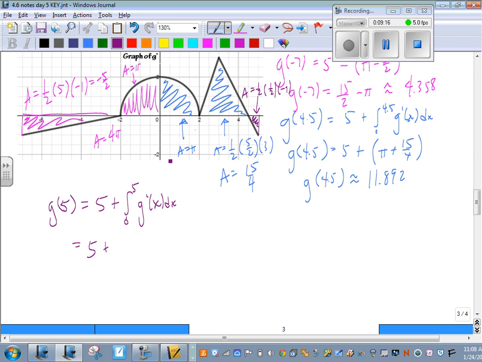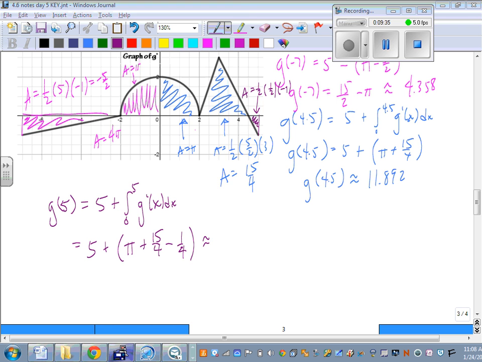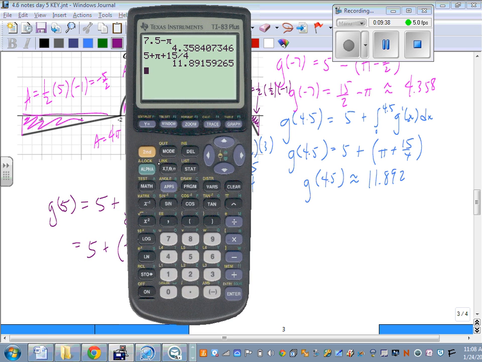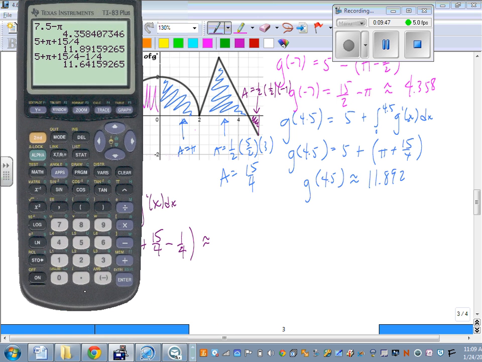So we know these two areas and this one all combined, all of those are going to be this definite integral. So we have pi plus 15/4 minus 1/4. So we have all that and then minus 1/4. We're going to get 11.642.